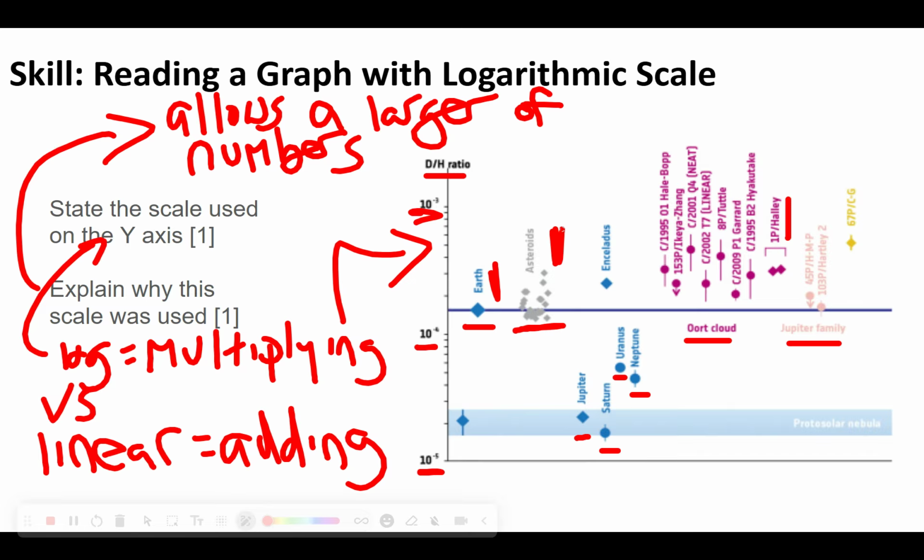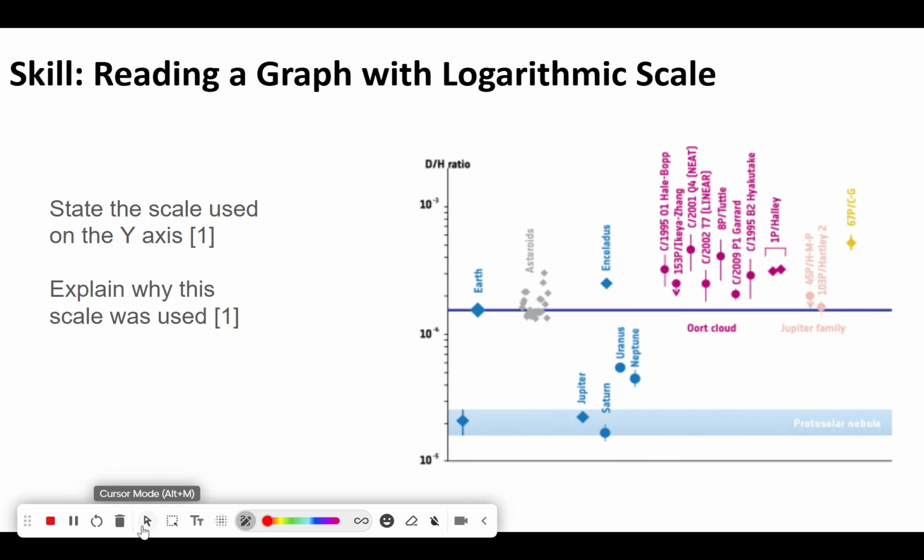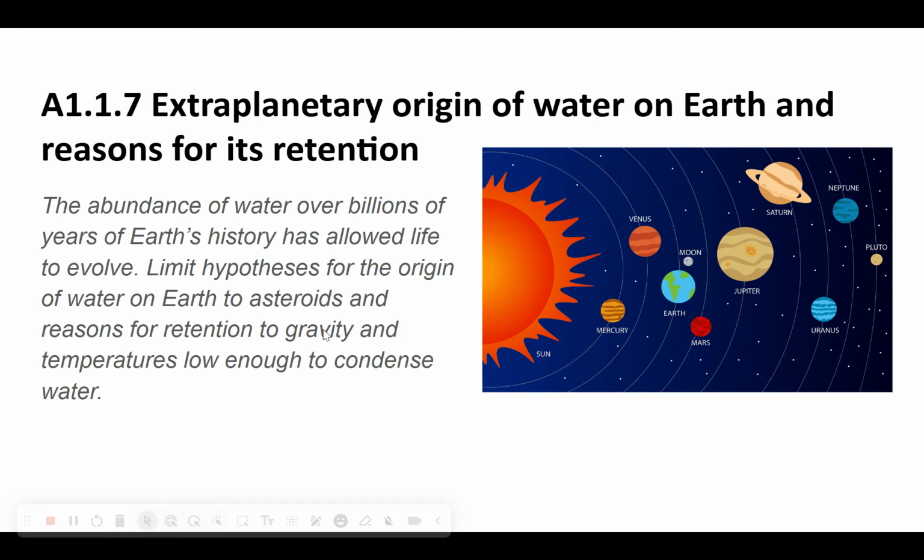So I think let's get started with the notes. I think that's all I have to say about that. All right, clearing and moving forward. In our very first point of information, we'll start talking about those asteroid versus Earth deuterium to hydrogen ratio numbers. A 1.1.7 is about extraplanetary origin of water on Earth and the reasons for its retention.